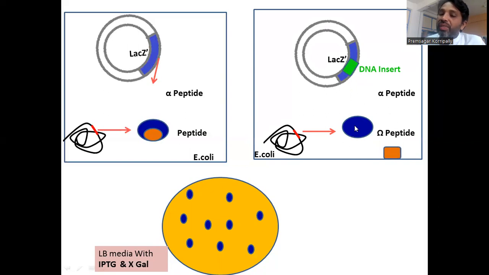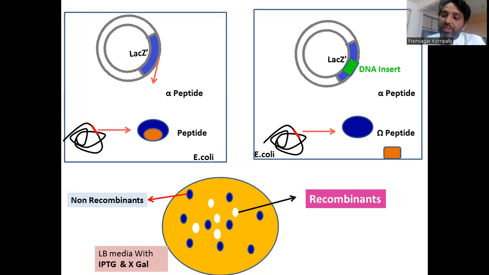So there is no functional beta galactosidase when E. coli is transformed with the vector with the insert, right? So there is no functional beta galactosidase from this E. coli. These kinds of E. coli are plated on an LB media with the IPTG and X-gal. They look white in color because of not having the functional beta galactosidase. So the blue colonies are non-recombinants. The white colonies are recombinants.